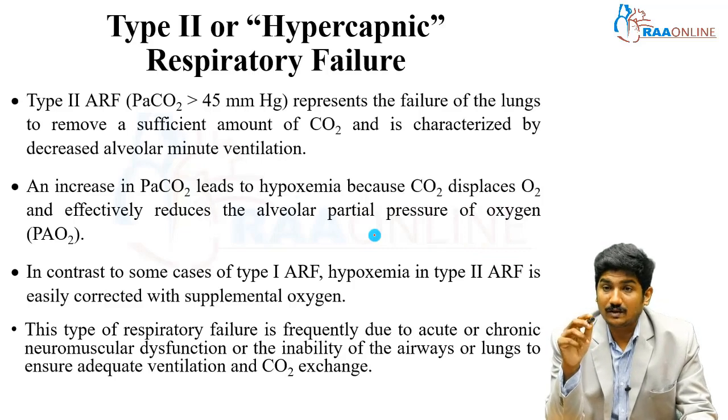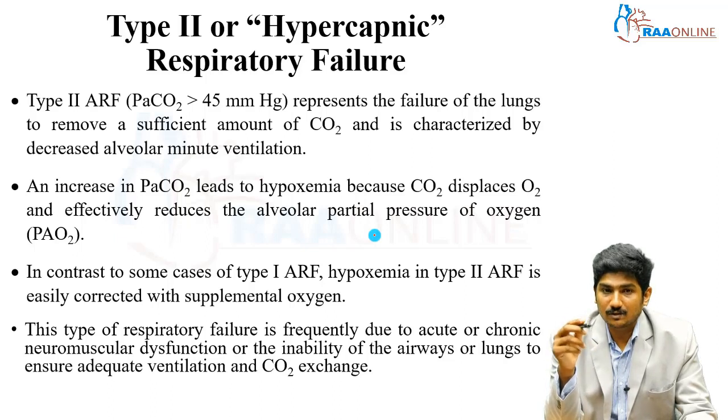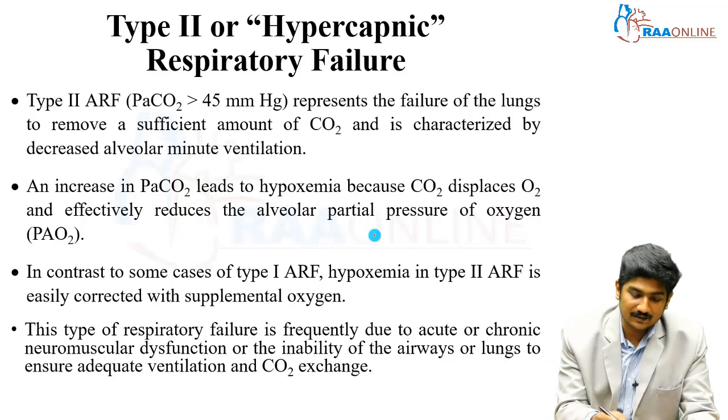Second is type 2 or hypercapnic respiratory failure. Understand, unless there is a respiratory pump failure, it is difficult to get a hypercapnia, right? So, type 2 acute respiratory failure, where the PaCO2 is more than 45 mmHg, this represents a failure of the lungs to remove sufficient amount of carbon dioxide, and is characterized by decreased minute ventilation.